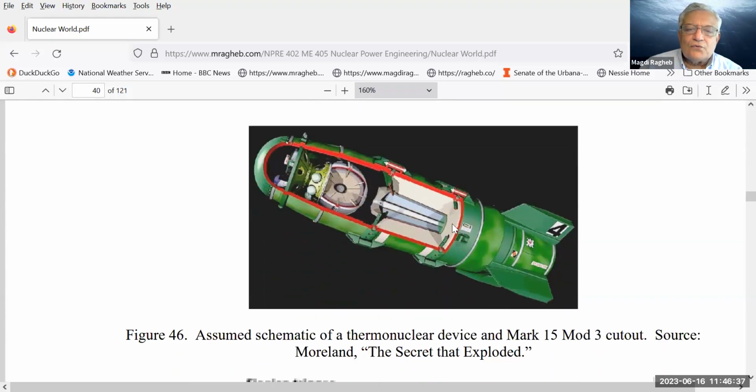This is another way that people display the interior of Mr. Moreland's description of what the Ulam-Teller configuration is. You could see the fission device here, the styrofoam, the lithium-6 deuteride, and the spark plug here in the center. And in his article, he wrote a book. The book is titled The Secret That Exploded.